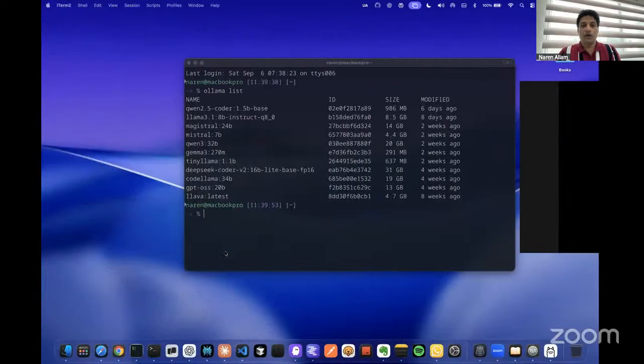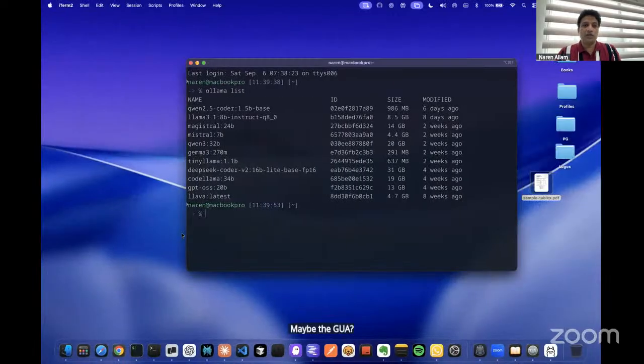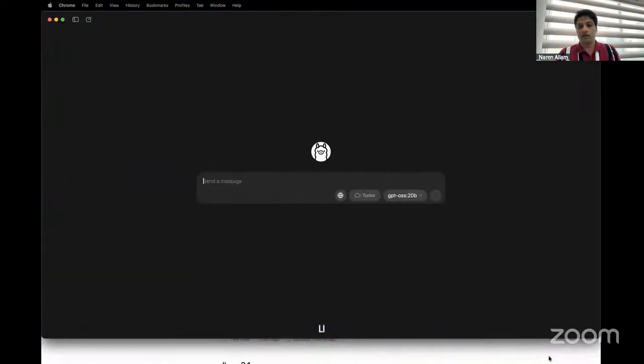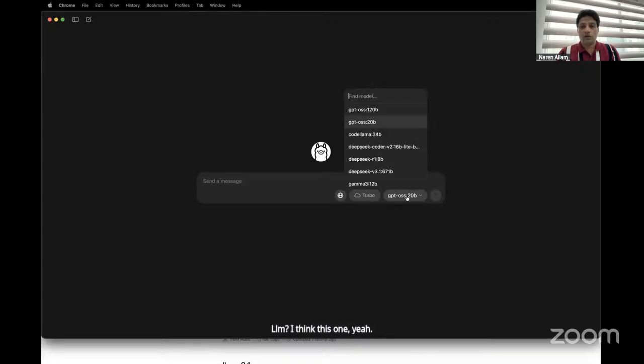Where is the GUI? This is my locally hosted LLM. I think this one, yeah. These are the models I have downloaded to my machine.